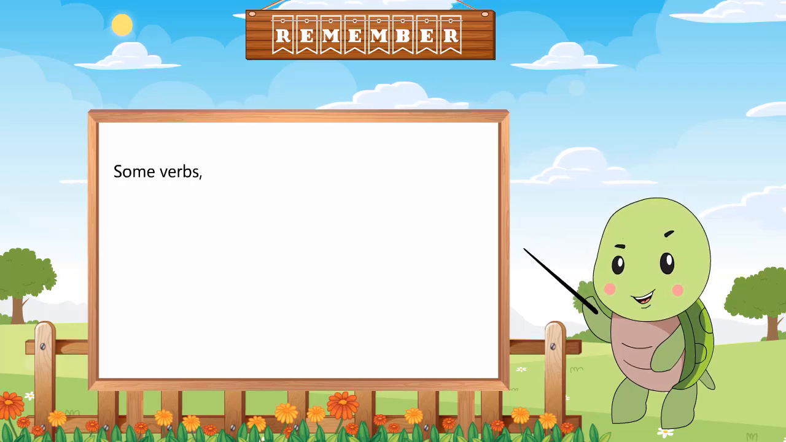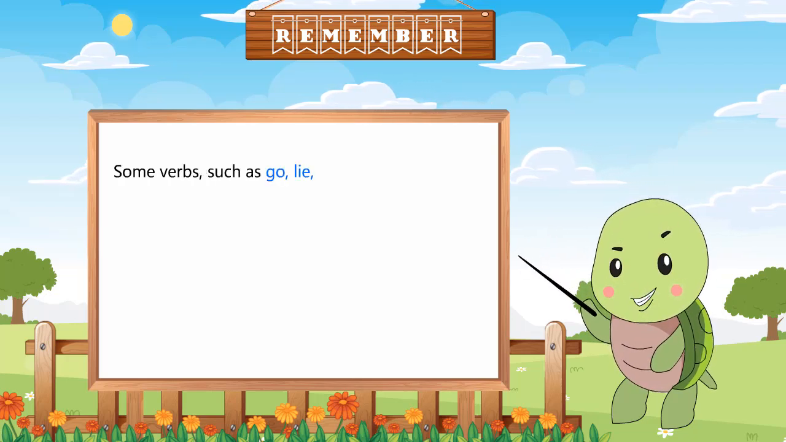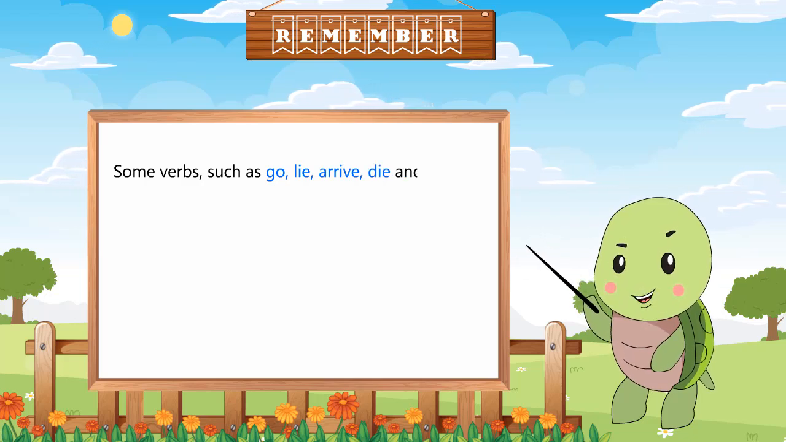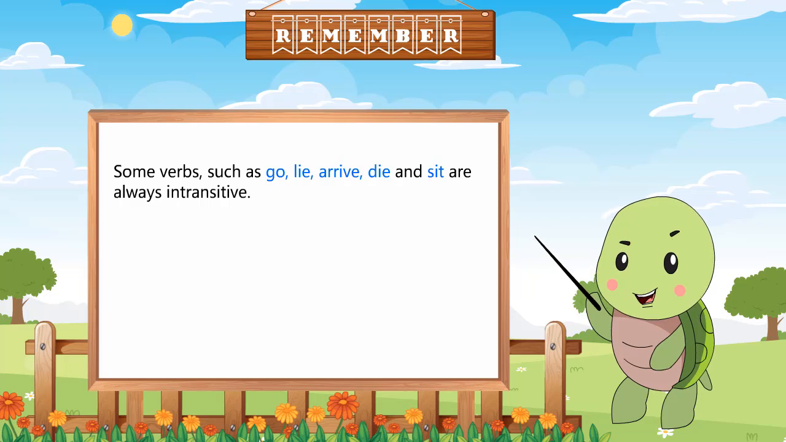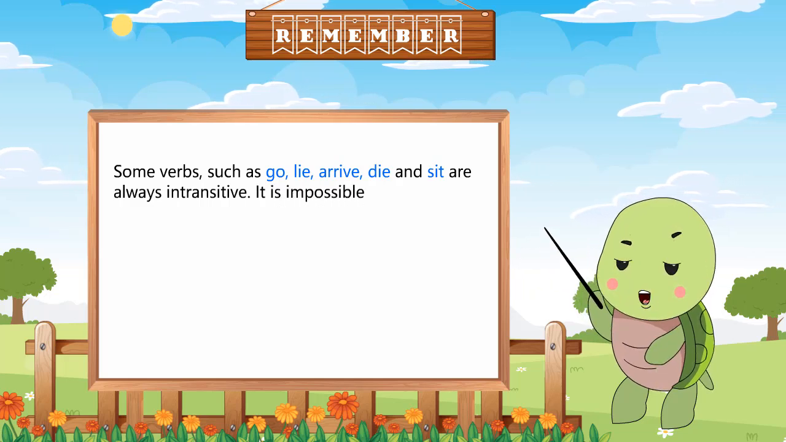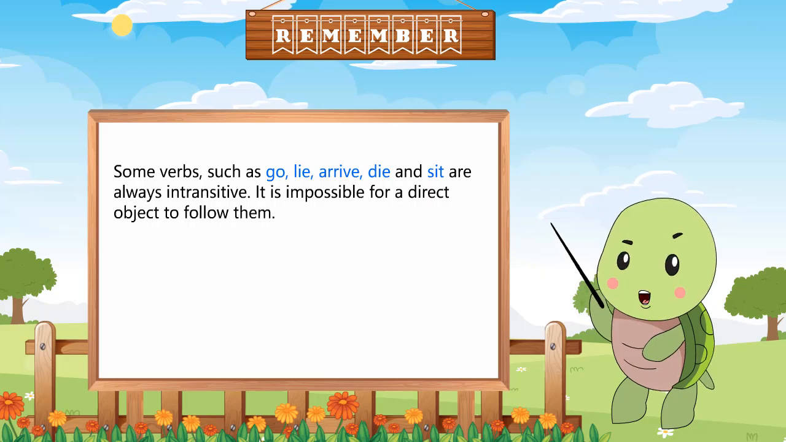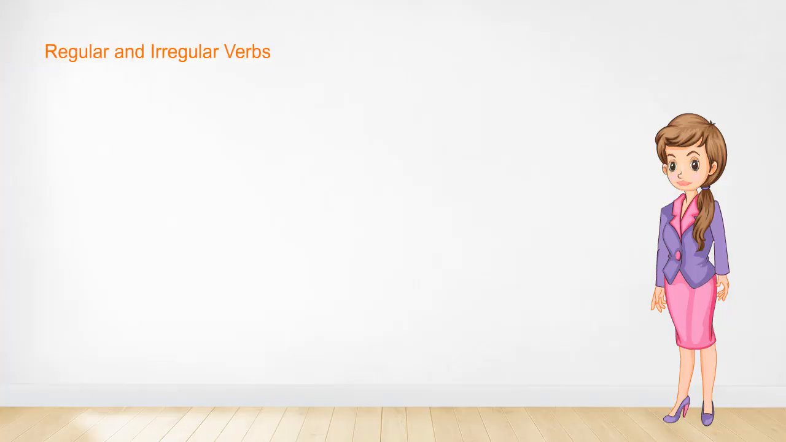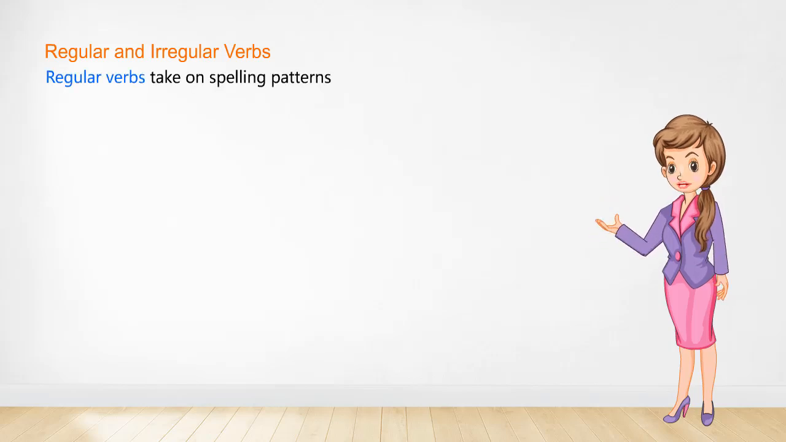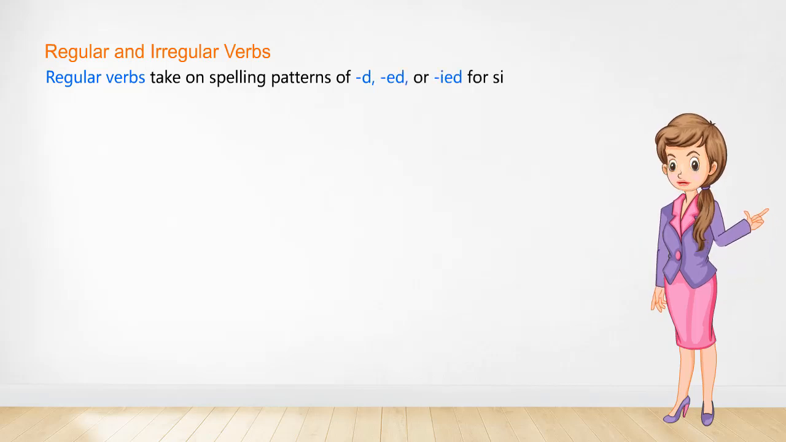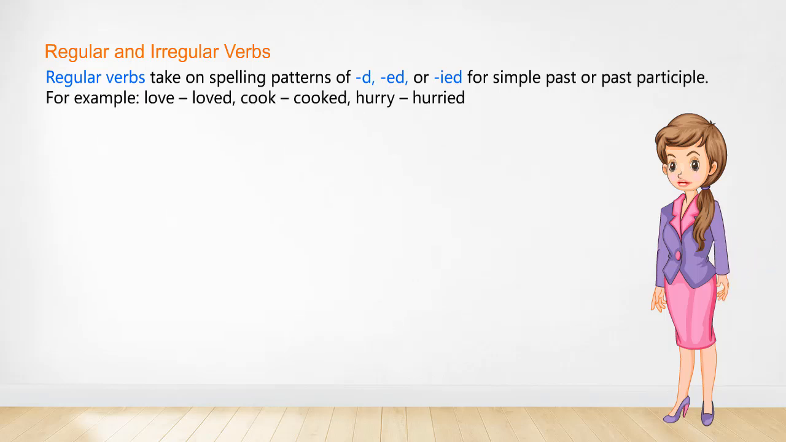Remember, some verbs such as go, lie, arrive, die, and sit are always intransitive. It is impossible for a direct object to follow them. Regular and irregular verbs. Regular verbs take on spelling patterns of D, ED or IED for simple past or past participle. For example, love, loved, cook, cooked, hurry, hurried.